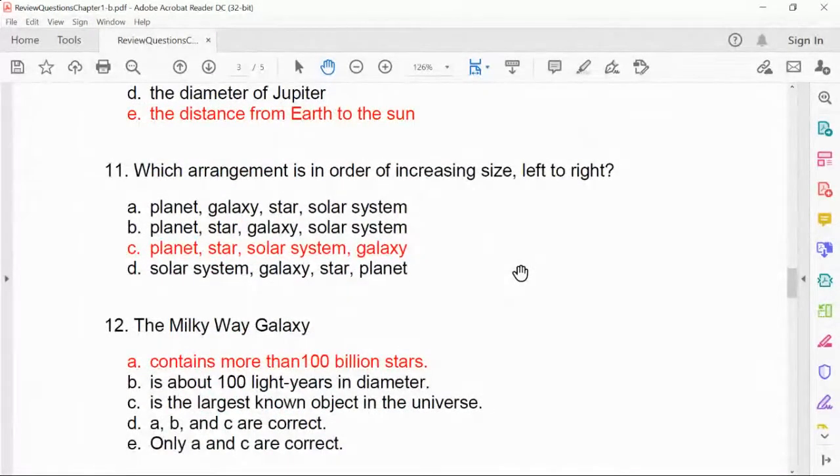Which arrangement is an order of increasing size left to right? So the right order is planet, star, solar system, and galaxy.